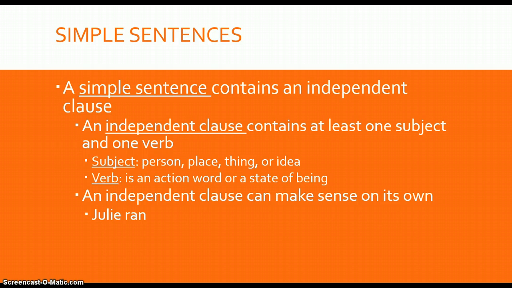For example, Julie ran. We have the subject of Julie and we have the verb of ran. Julie ran is an independent clause and it makes sense on its own. This could be a complete sentence. So could fish swim. We have at least one subject of fish and we have the verb of swim. This is an independent clause and this could be a complete sentence.